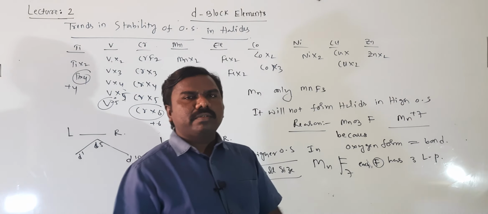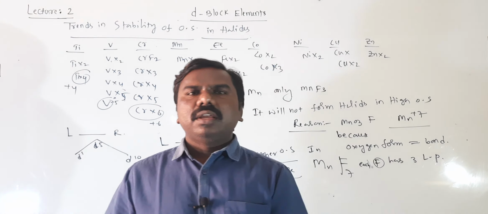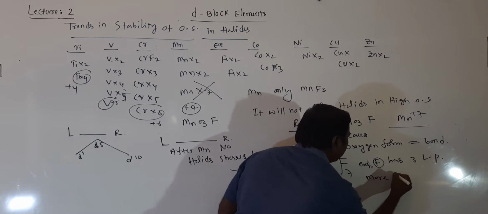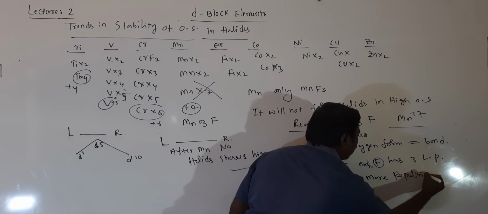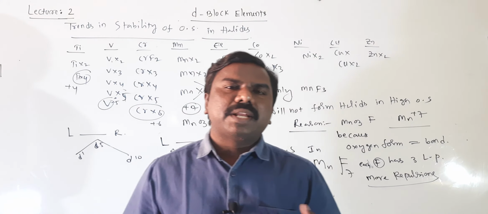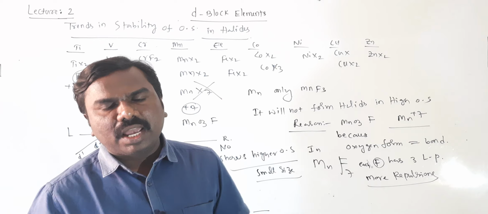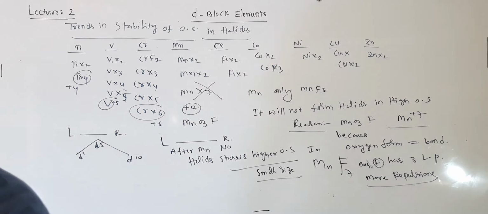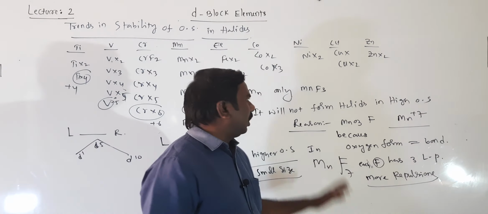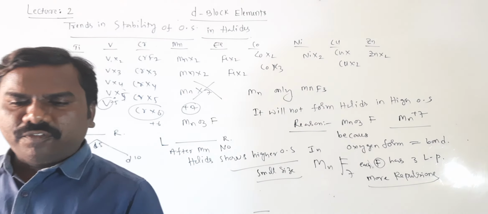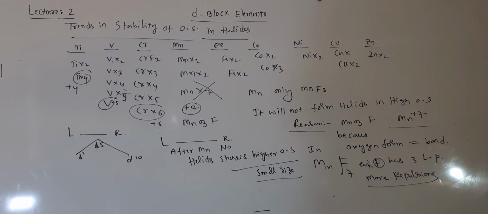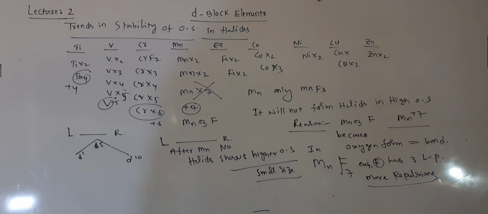Fluorine is a 17th group element, 1 electron involved in bond formation and 3 pairs of electrons are present, 3 lone pairs. More repulsions. It means, students, 7 into 3, 21 lone pairs are present in MnF7, hence more lone pairs, more repulsions. That's why MnF7 is not possible. MnO3F only possible for us. Right? Next.